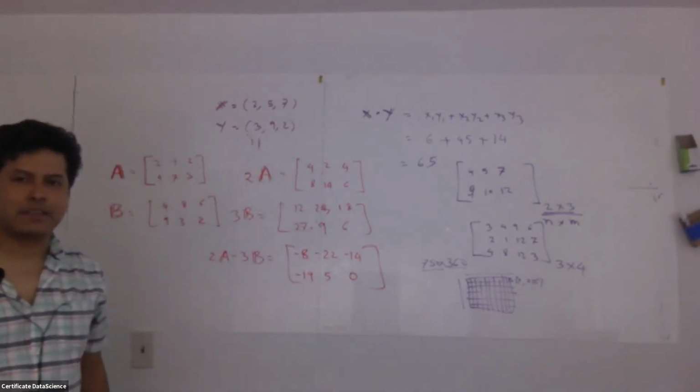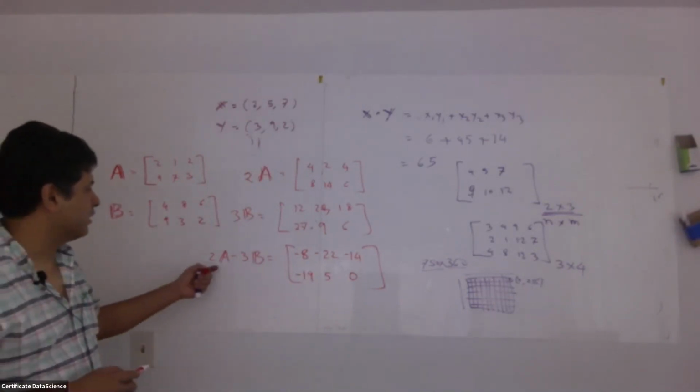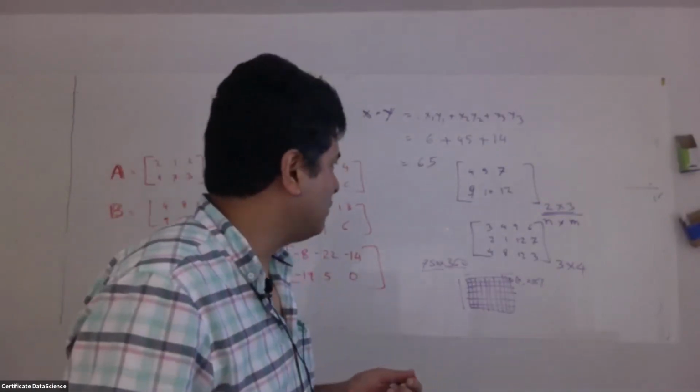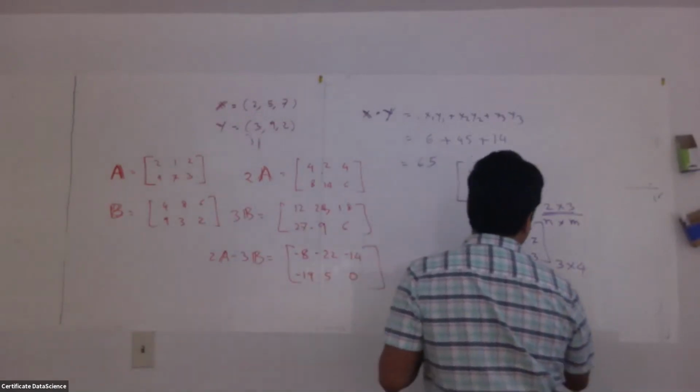You can write like this. This is matrix addition, so you can also write it like that. So now here I want to talk about matrix multiplication. That is important here.